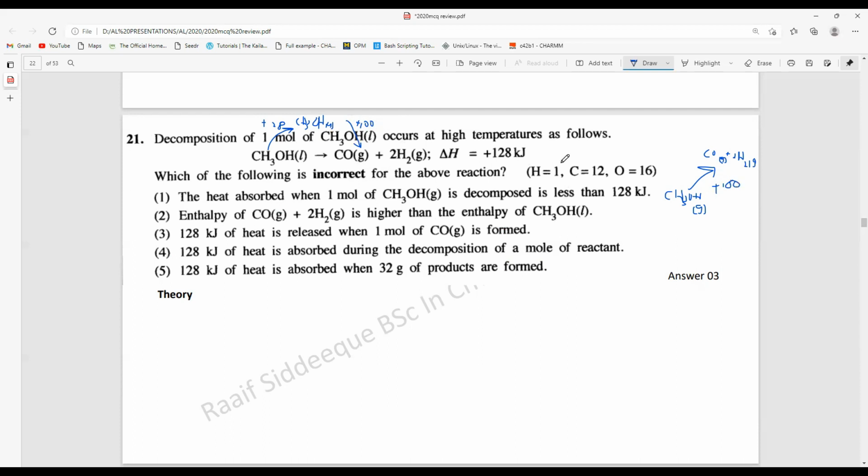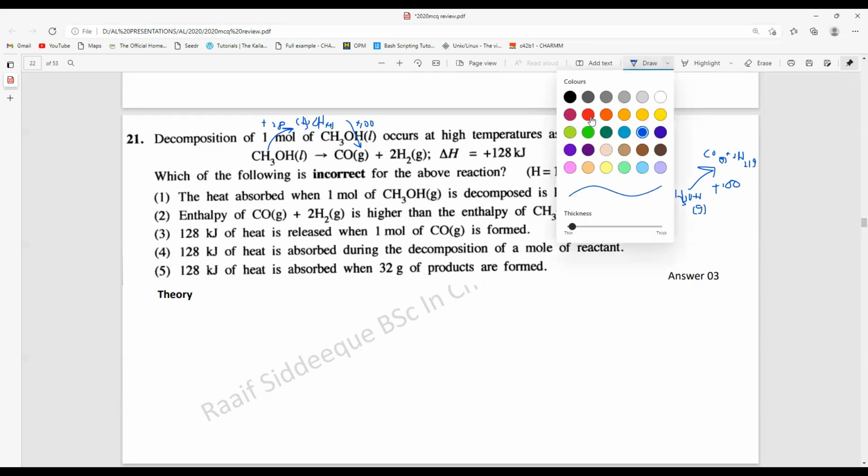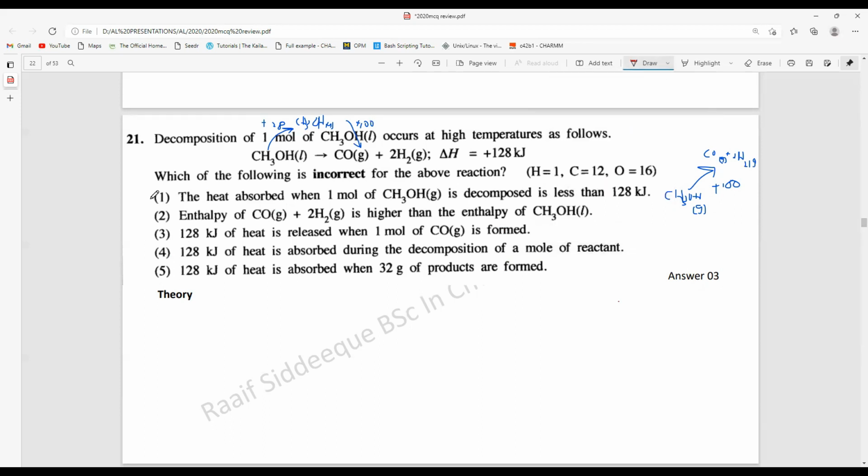Right? So this statement says the heat absorbed when 1 mole of gas is decomposed is less than 128. Yes, because it is around 100 now. Because you don't need this additional 28 to make this liquid into gas. Here it is automatically gas. Okay, so that is the explanation here for this one. So this statement is correct.